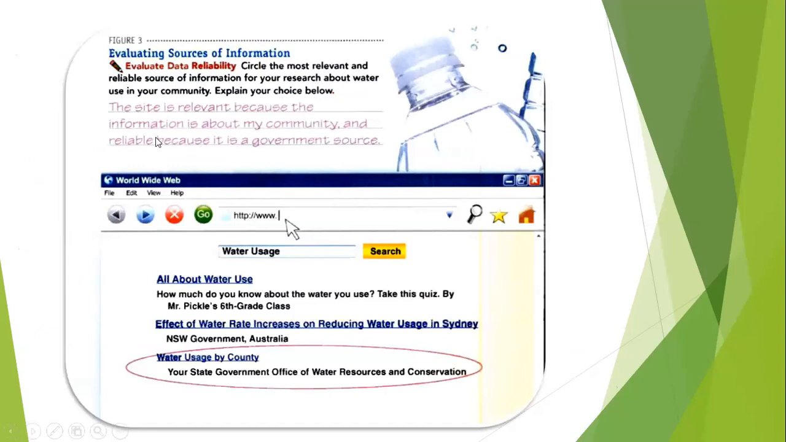And here, guys, there will be a choice for the water usage by country, and your state government office of water resource and conservation. That will give us the true information because it will be reliable, as it comes from a trustable source, a reliable source, which is the government itself. And this site is relevant because the information is about my community, talking about my state here. And also, it will be reliable because it's a government source.